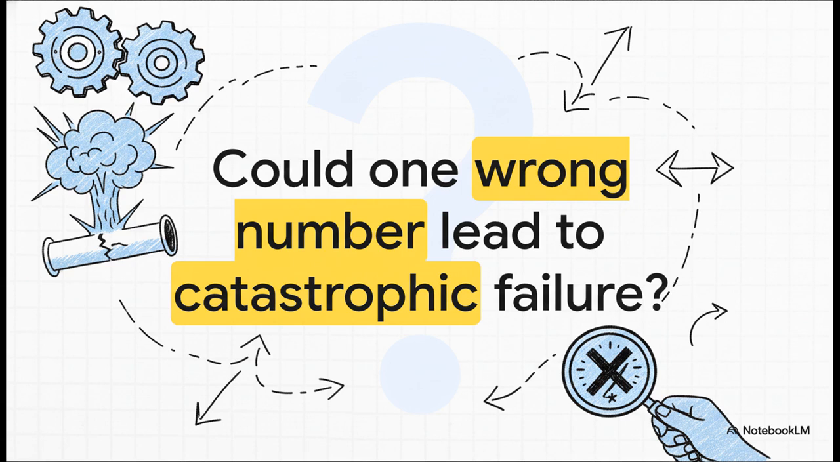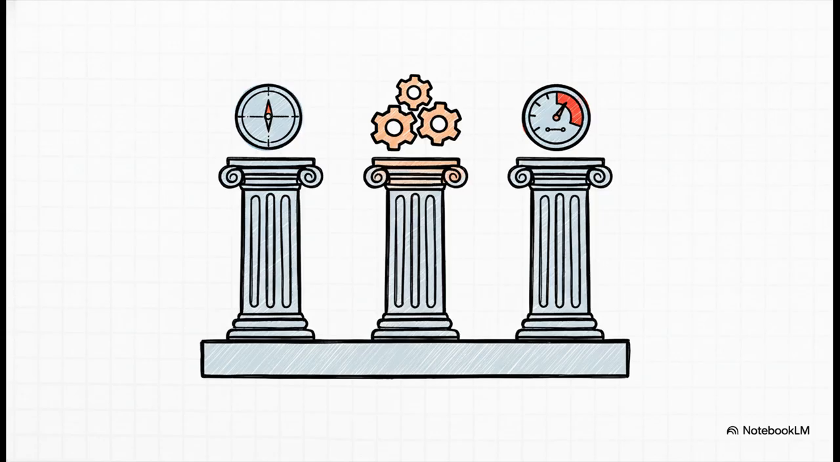So the big question is, how do engineers stop that from happening? Well, it all comes down to precision. And I'm not just talking about the calculations, I'm talking about the language itself. To build a system that's truly safe, everyone, from the person designing it to the person operating it, has to be speaking the exact same language. Today, we're going to break down the three fundamental pillars of that language: design, operating, and test pressure.